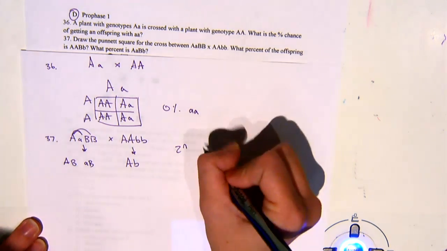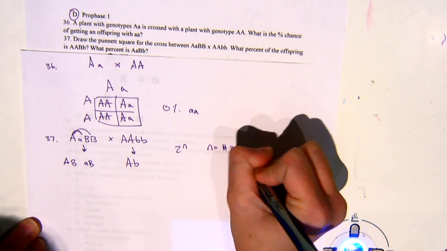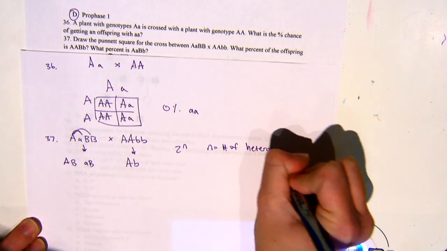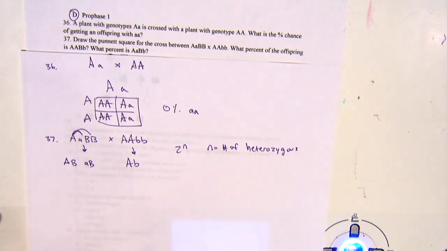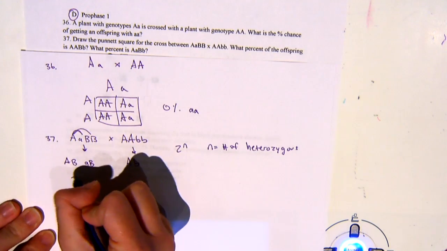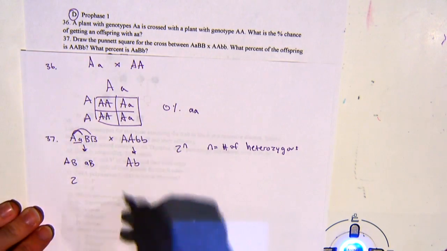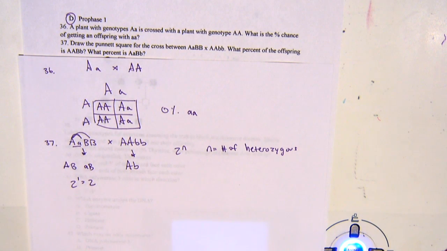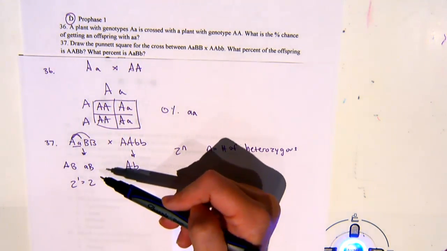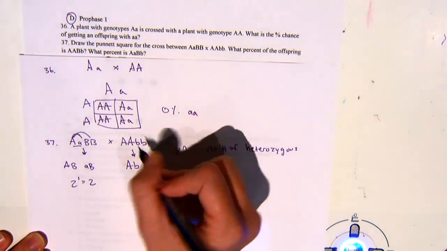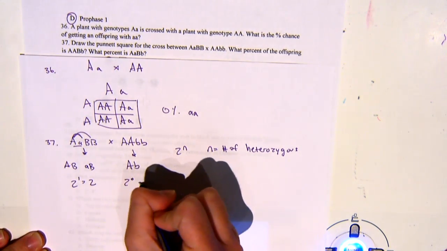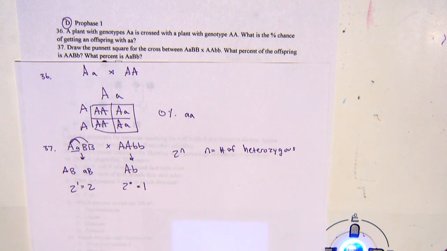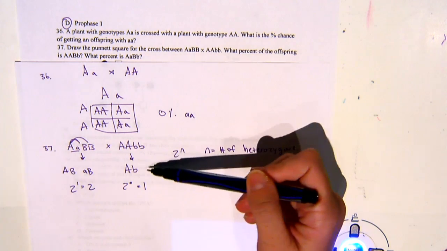N is going to be the number of heterozygous combinations that individual has. So for the first one, they only have one. So we do 2 to the power 1, which is 2. So it tells us that individual can make 2 different possible combinations, which we have. The other one doesn't have any. So we would do 2 to the 0, which is 1, which tells us that individual makes a possibility of 1 combination. And we got it.